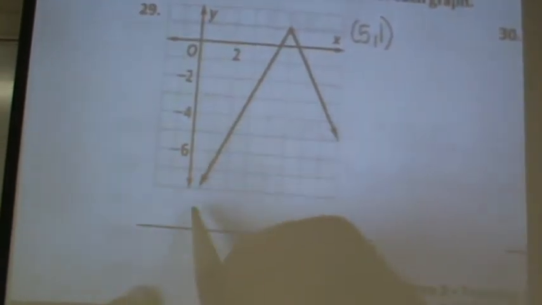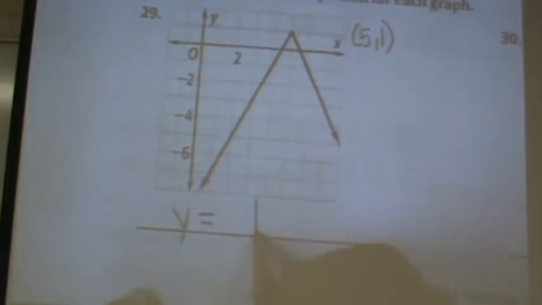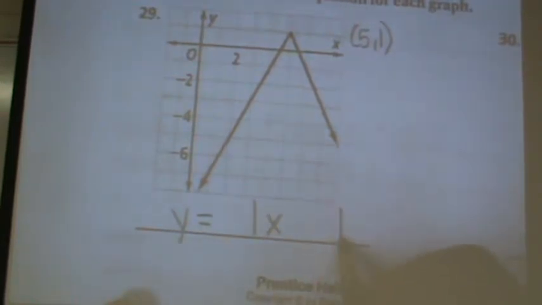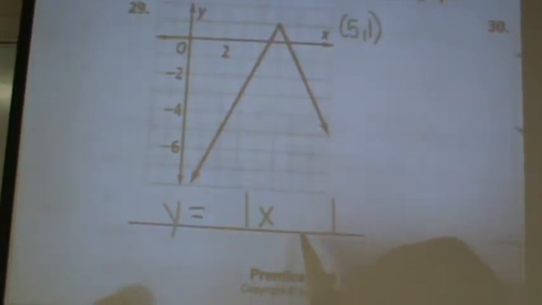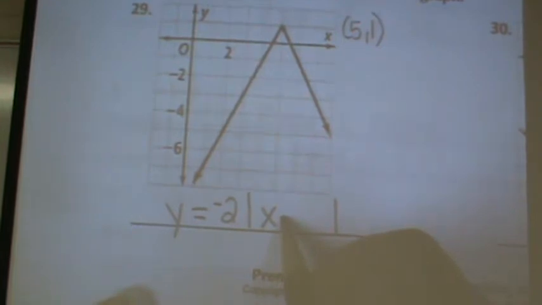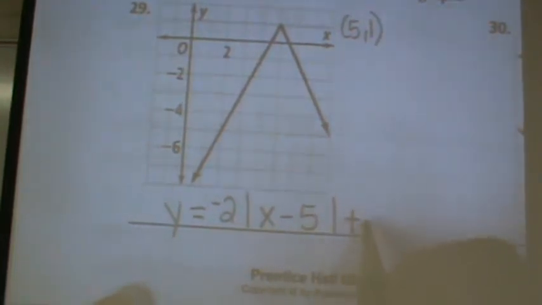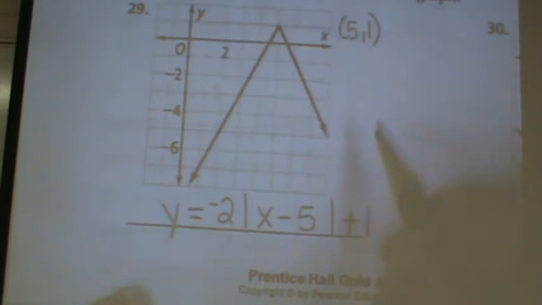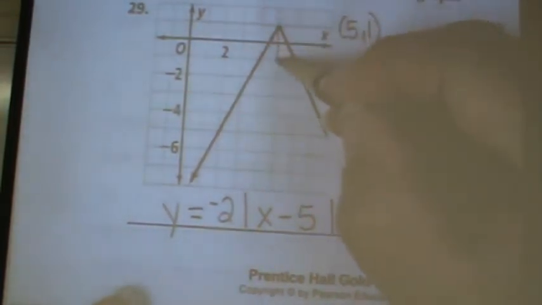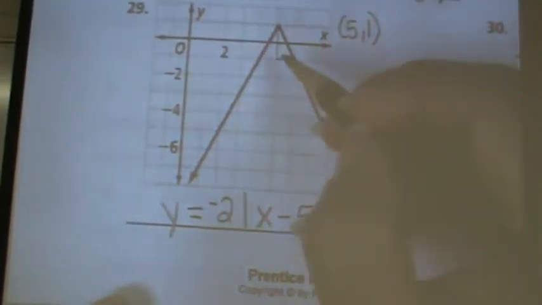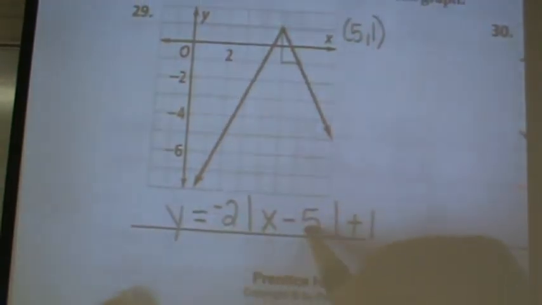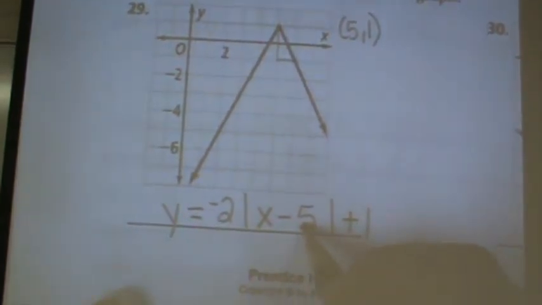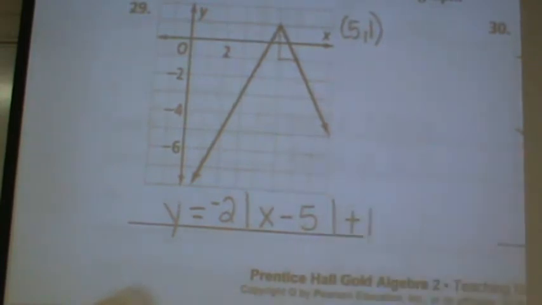Okay, so anyone think they know what this one is? Go ahead. F of x equals negative 2 absolute value of x minus 5, plus 1. Is he right? Yeah. Okay, and let's check it out. Yep, he's good. It's a 2 to 1, it's upside down, 5 right, so it's minus 5, and then up 1. Excellent. And the last one, number 30.